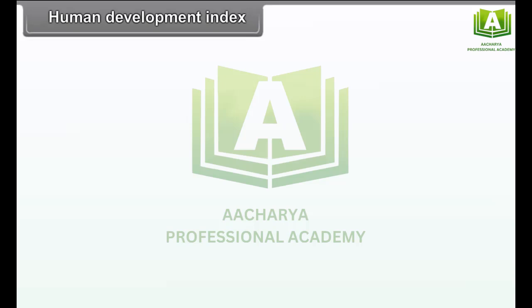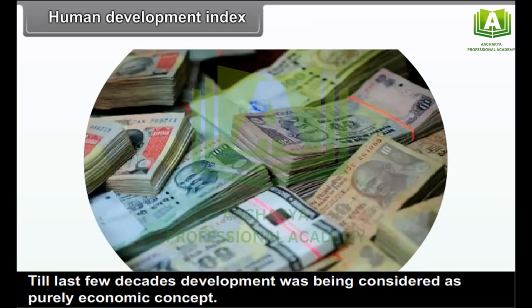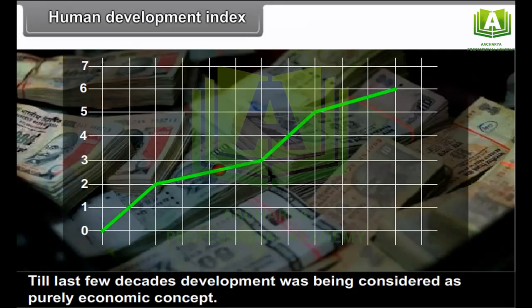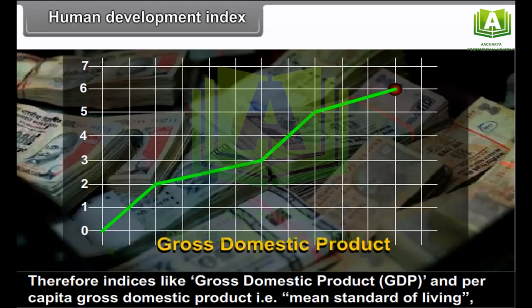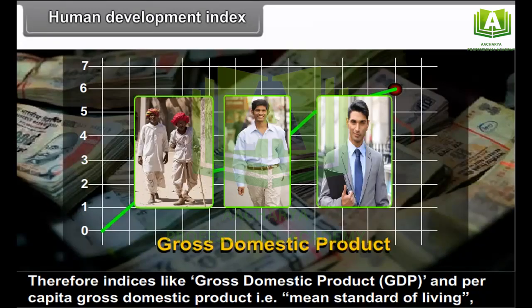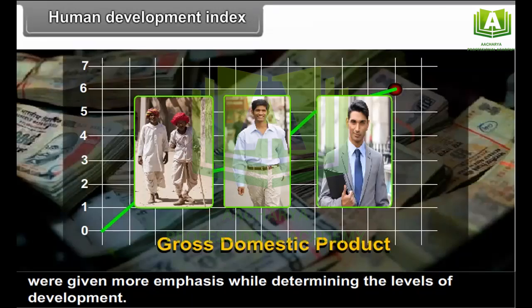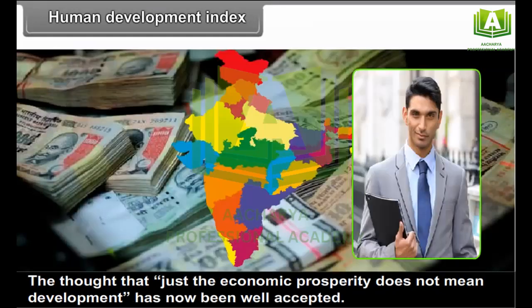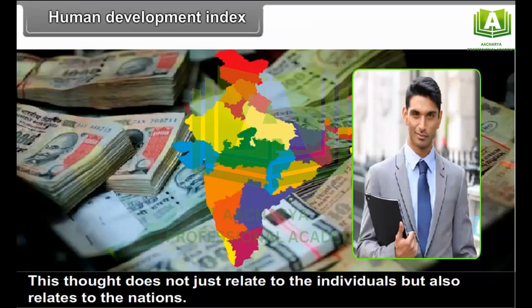Human Development Index. Till last few decades, development was being considered as purely economic concept. Therefore, indices like Gross Domestic Product (GDP) and Per Capita Gross Domestic Product, that is, Mean Standard of Living, were given more emphasis while determining the levels of development. The thought that just the economic prosperity does not mean development has now been well accepted. This thought does not relate to the individuals but also relates to the nations.